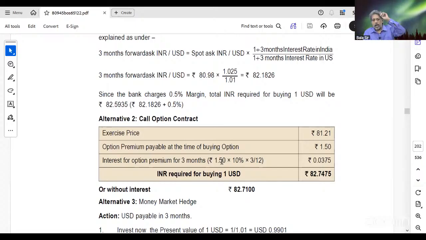Fine. And here, I think they gave both the answers. They gave with interest and without interest, right? So your cost can be 82.71 without interest. With interest, how much? This plus, on 1 rupee 50 paise, 10% for 3 months. How much, sir? 0.037. Add that total.